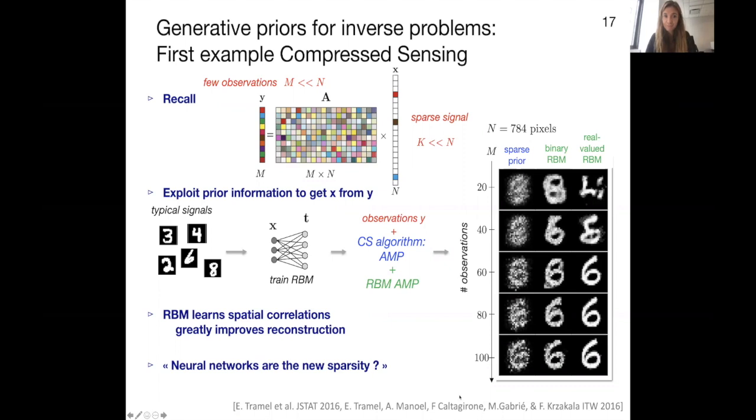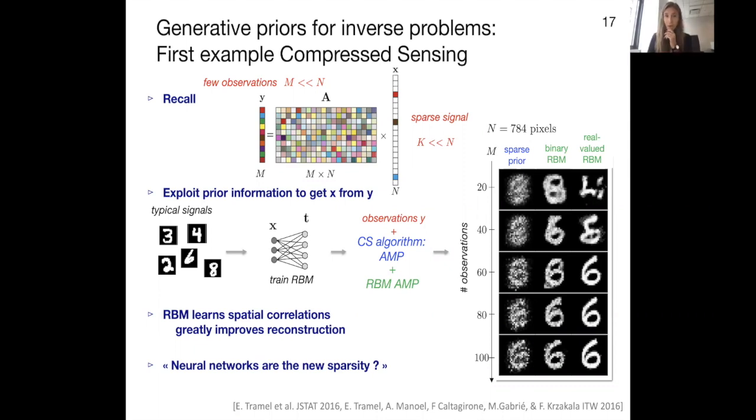Marylou, I have a follow-up question. A little bit on intuition: why does adding the RBM make it better? It makes it better because when you are doing the reconstruction, you are taking into account the correlations between the pixels of the signal, because those were learned by the RBM. It learned how images of handwritten digits have correlations between the pixels. So this is why it's helping a lot.